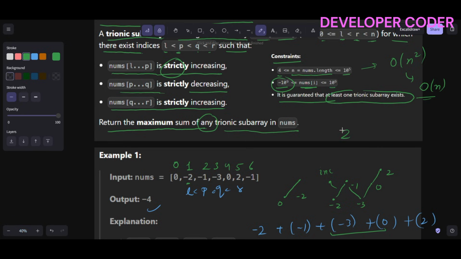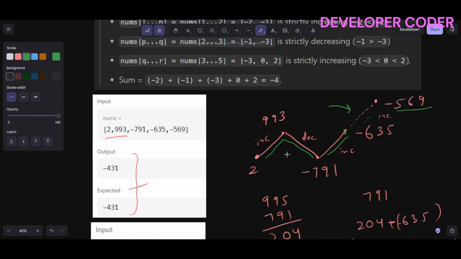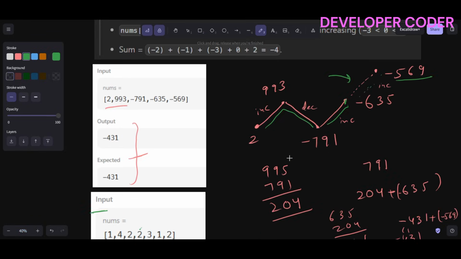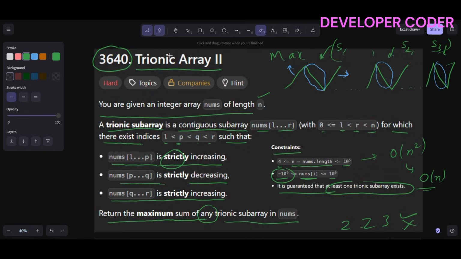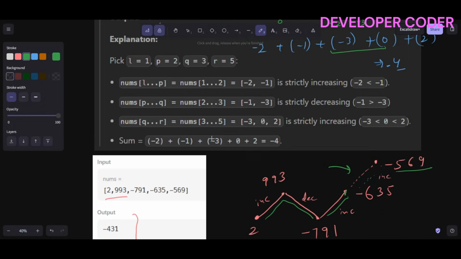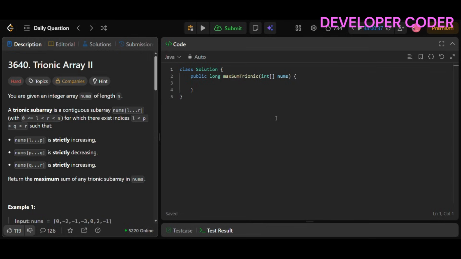So if it is just increasing, then this is valid. But if it is strictly increasing, then it is not valid. For strictly increasing, all the values should be strictly increasing, should not be the same. Okay, so I hope that you guys are clear. So these are the things I need to take care of. All right, so now let's write the code and understand side by side.